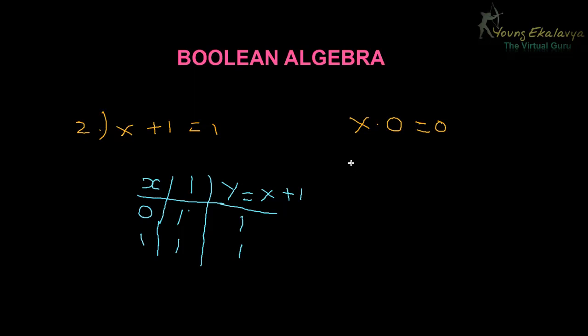So remember this is very useful while we solve these Boolean equations. Whenever we have a 1 with any variable, the result is always 1. So whenever we are adding 1 to any variable, the result is always 1.